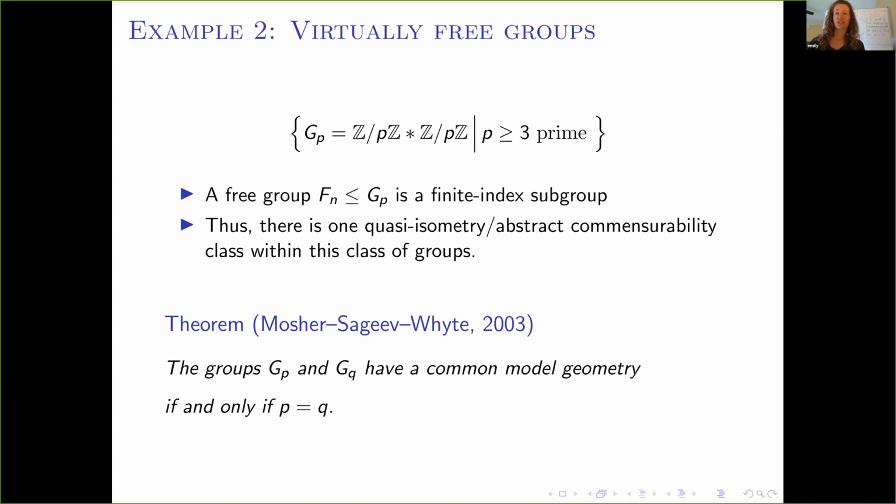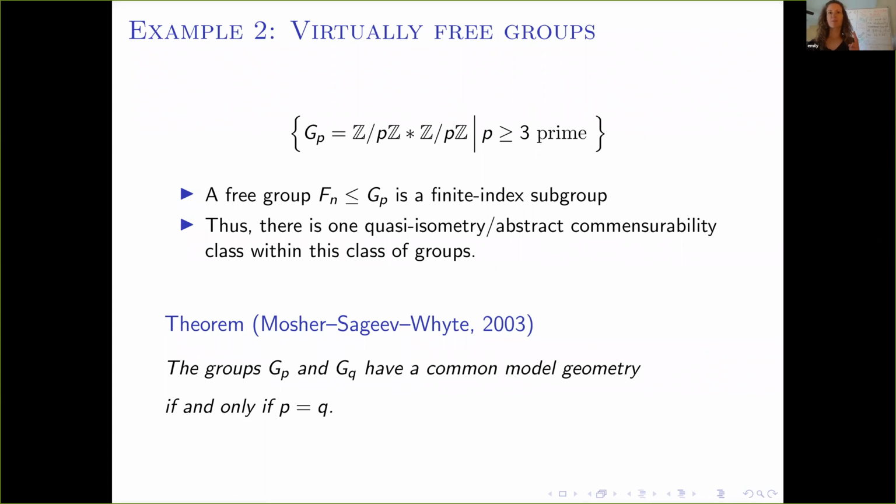However, work of Mosher, Sageev, and Whyte proves that the groups G_p and G_q have a common model geometry if and only if p is equal to q. So two of these virtually free groups act on the same metric space if and only if they're isomorphic. And so their work gives the first examples of groups that are quasi-isometric but do not have a common model geometry, and groups that are abstractly commensurable, but do not have a common model geometry.